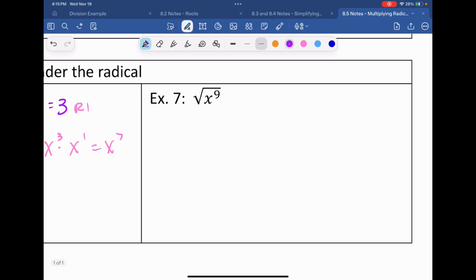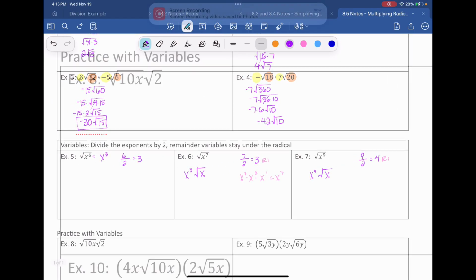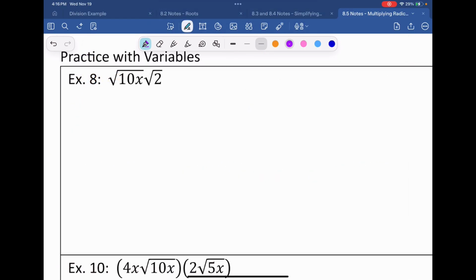Okay, so x to the 9, divide the exponent by the index. 2 goes into 9 4 times. So that's x to the 4. But it has a remainder of 1. So inside your root, you have an x to the 1. Okay, as long as your radicands are positive, go ahead and multiply them together, including the x. 20x.